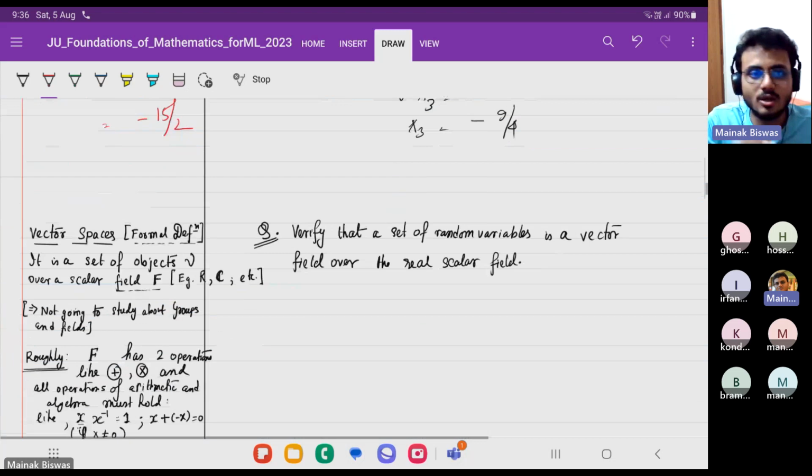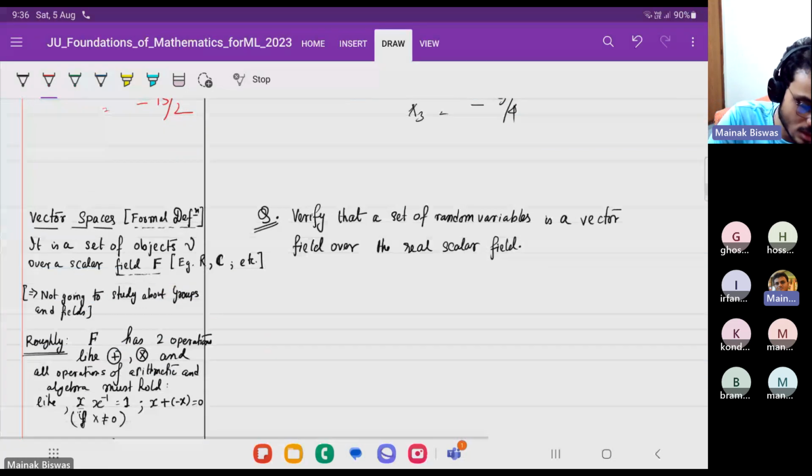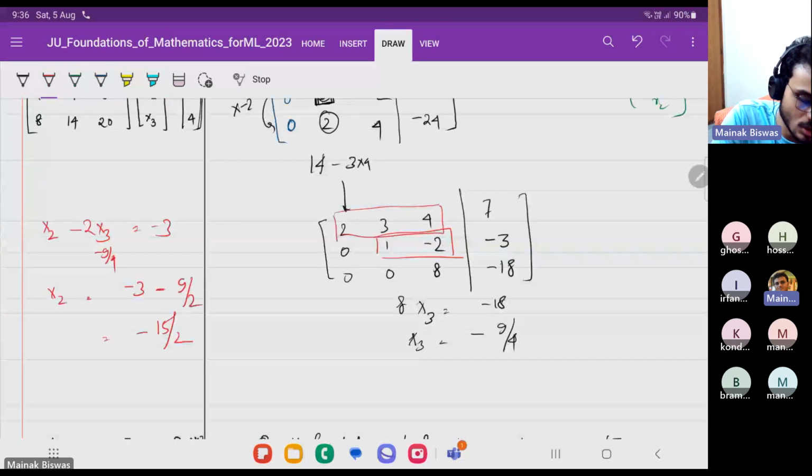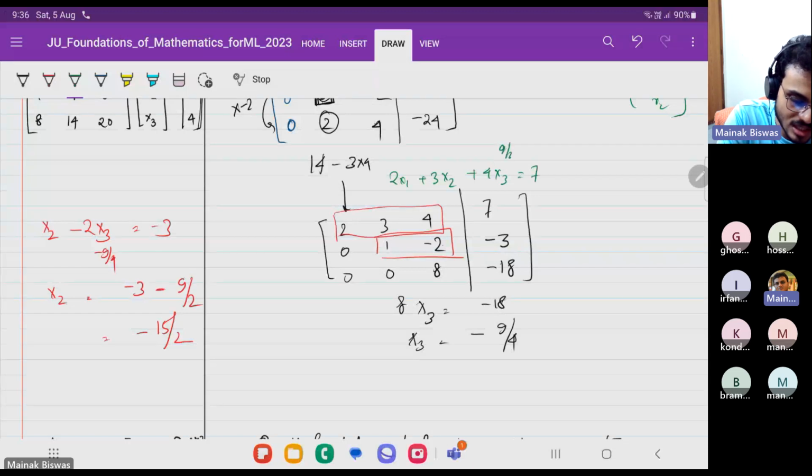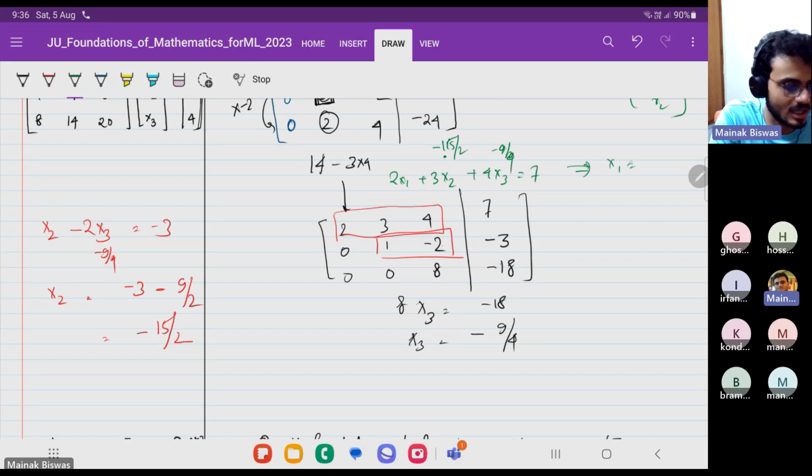So now, similarly, you have two values. For the others, what will I do? 2x1 plus 3x2 plus 4x3 equals 7. I know x3 as minus 9 by 4, and I already know x2 as minus 15 by 2. Using these, I'll get x1. You please check the calculation. I have done it. I'll just write it down. x1 is equal to 77 by 4.